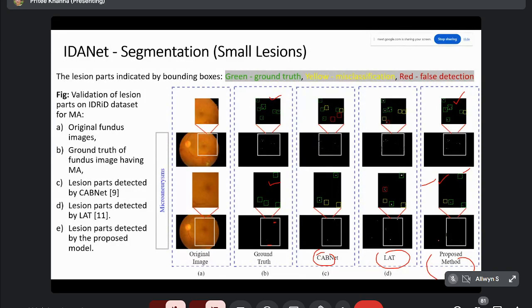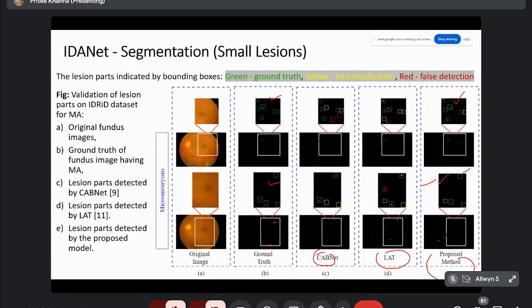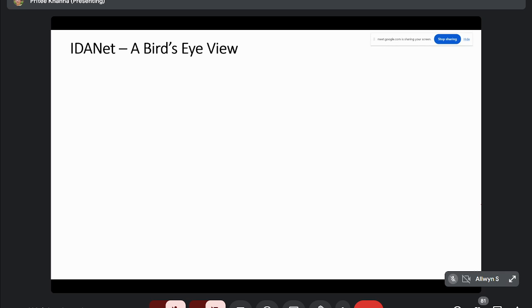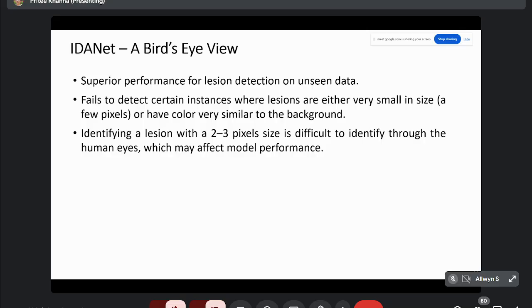Microaneurysm and soft exudate lesions are the primary contributors of mild DR, and a little less detection rate for mild DR on the IDRiD and DDR datasets is observed as compared to other classes. So these are the results we obtained with IdeaNet. If we take a bird's eye view of IdeaNet, the good point is that it gives superior performance for lesion detection on unseen data. But remember I told you that if the lesions are very small in size, just a few pixels, or have a color very similar to the background, then IdeaNet also fails to detect them.